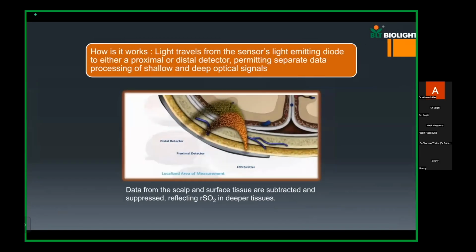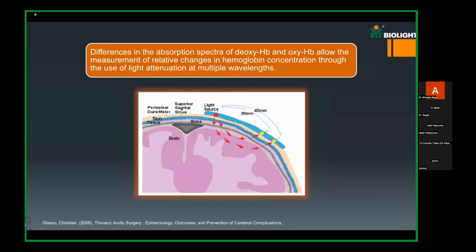So how does it work? Light travels from the sensor light emitting diode to either proximal or distal detectors, emitting separate data processing of shallow and deep optical signals. And that's our point of concern. Differences in absorption of the spectra of oxy and deoxyhemoglobin allow measurement of relative changes in hemoglobin concentration through the use of light attenuation at multiple wavelengths.